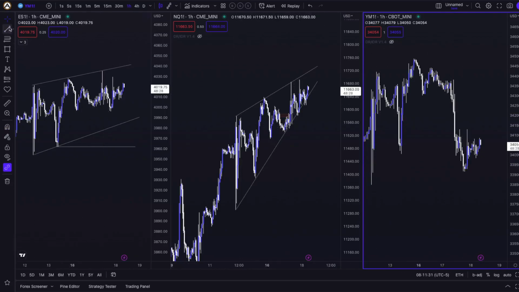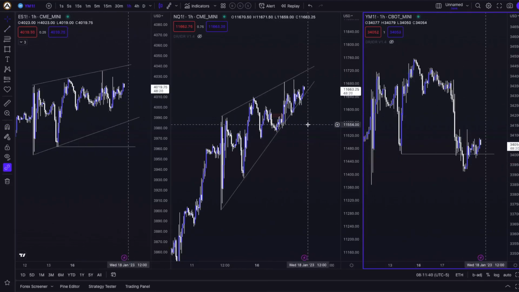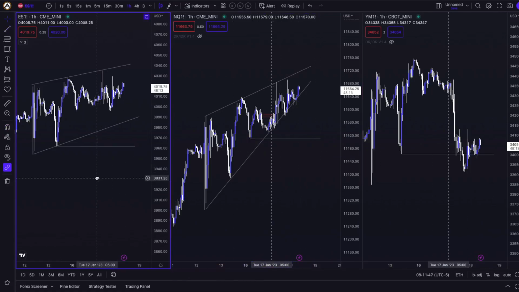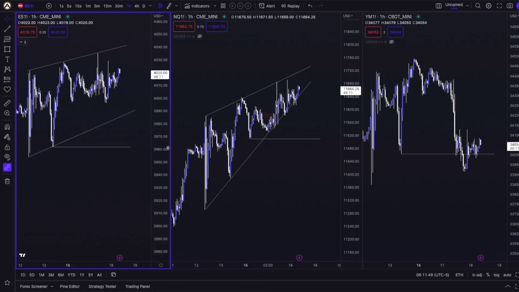Okay, hang on, let me do that again. I'm gonna grab the line here. Move below this low. We also consolidated up high, but we did not move below this low on Nasdaq. Right here, this is the low I'm talking about. So there's major SMT divergence going on.